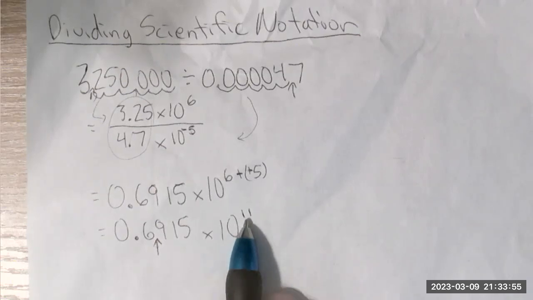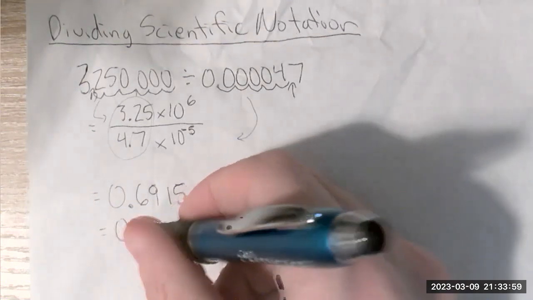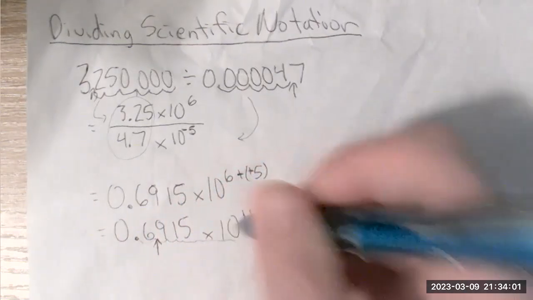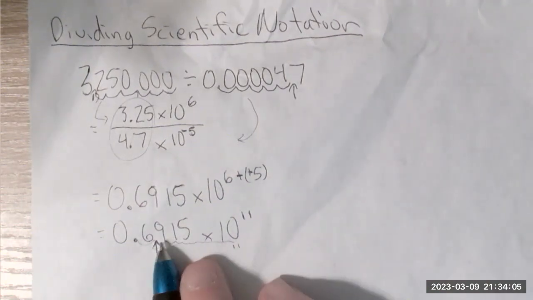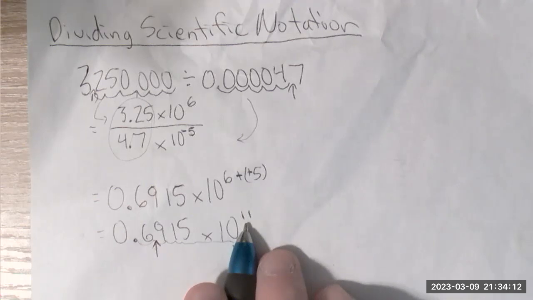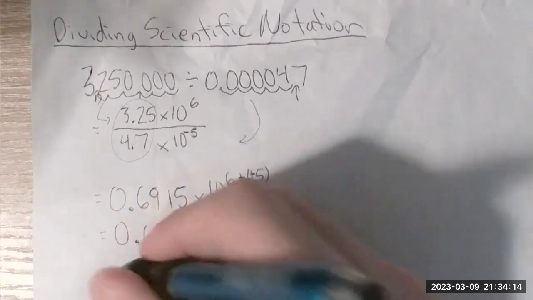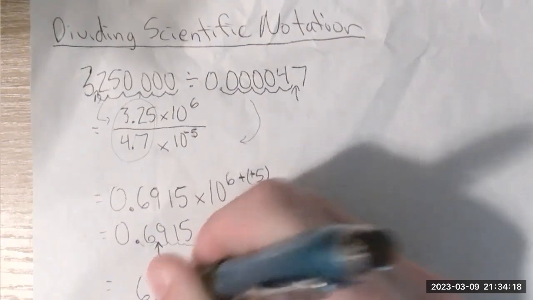Well, that 10 to the 11th power means, if I were to write this number out, 1, 2, 3, 4, 5, 6, 7, 8, 9, 10, 11 places over, right? That positive means this is a huge number, right? We're talking about 69 trillion or whatever. That's what that 11th power means. Well, where do I really need it? Between the 6 and the 9.